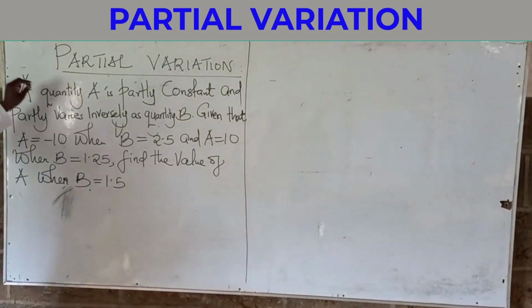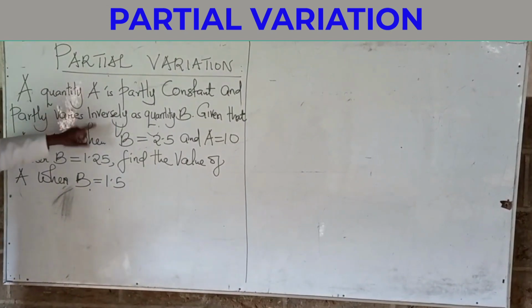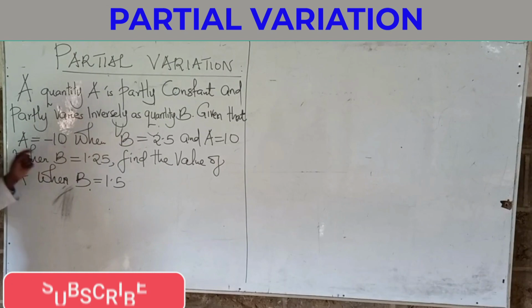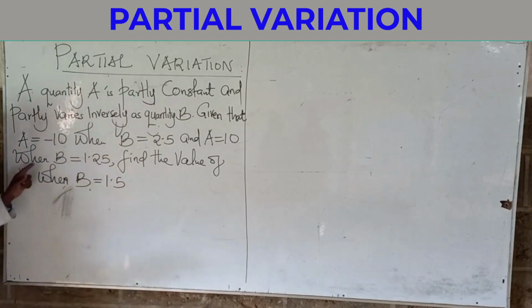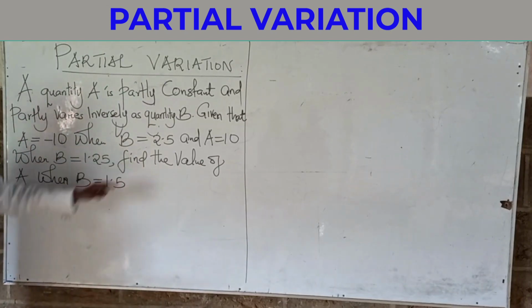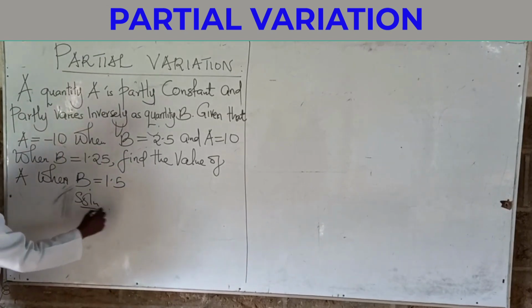Partial variation. A quantity A is partly constant and partly varies inversely as quantity B, given that A is equal to -10 when B is equal to 2.5 and A is equal to 10 when B is equal to 1.25. Find the value of A when B is equal to 1.5. Let's go to the solution.